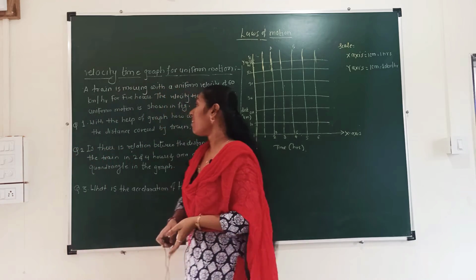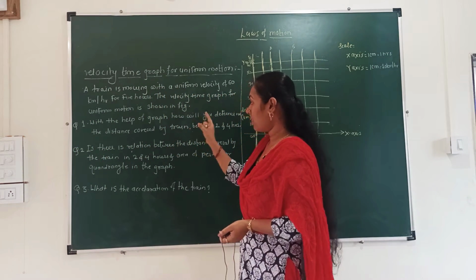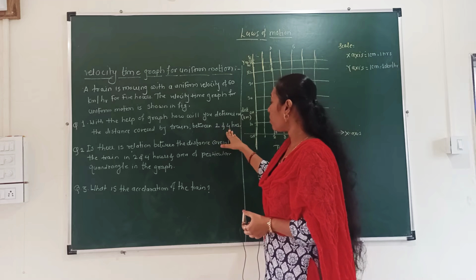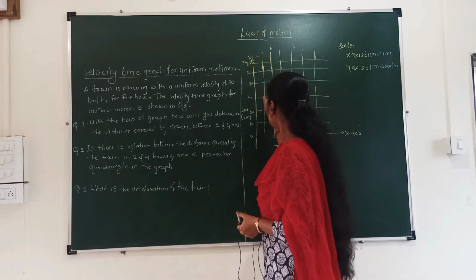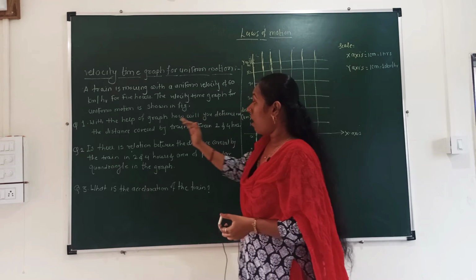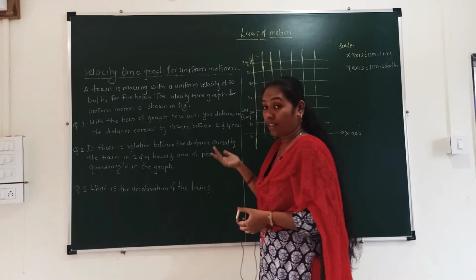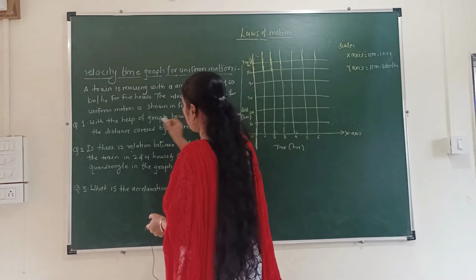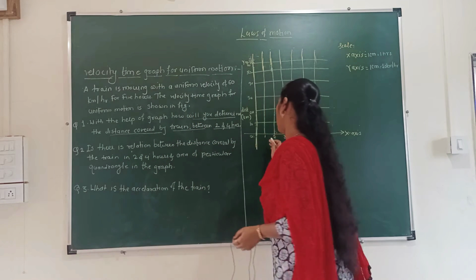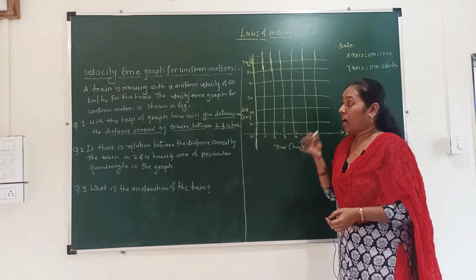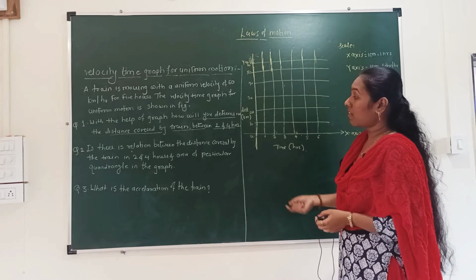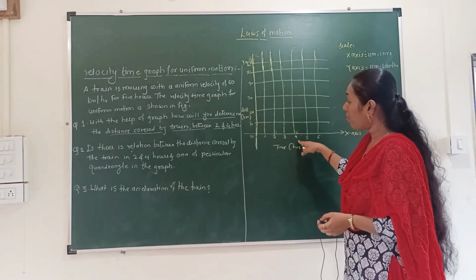Then what is the first question? With the help of the graph, how will you determine the distance covered by the train between 2 hours and 4 hours? That is the first question. We have to calculate the distance covered by the train between 2 hours and 4 hours.